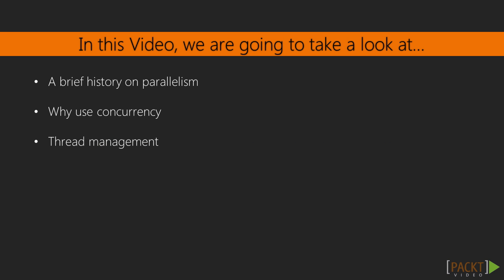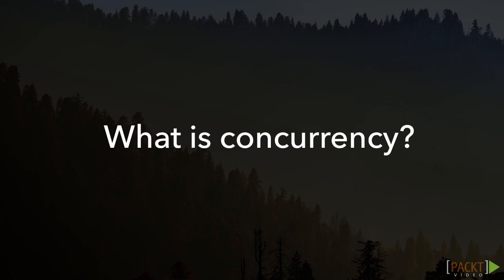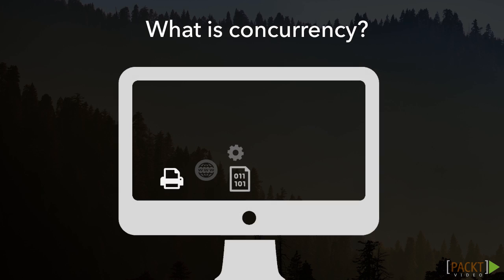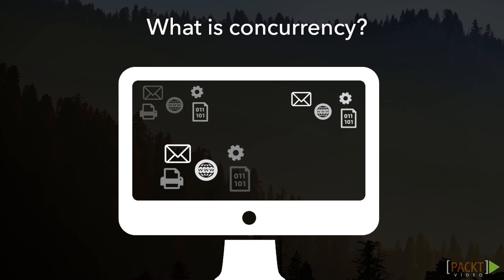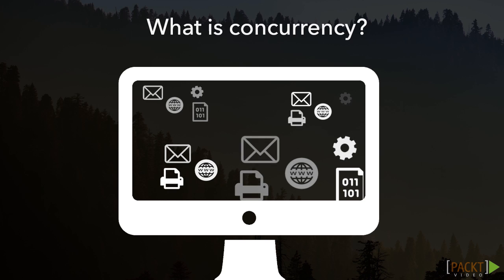In this video, we're going to take a look at how concurrency evolved from perceived parallelism to true concurrent parallelism. We're going to emphasize learning concurrent programming as well as understanding thread management. Before we discuss how to manage our own concurrency, let's explore exactly what it is and why we need it. Concurrency is the process by which a computer or program can perform multiple tasks simultaneously.